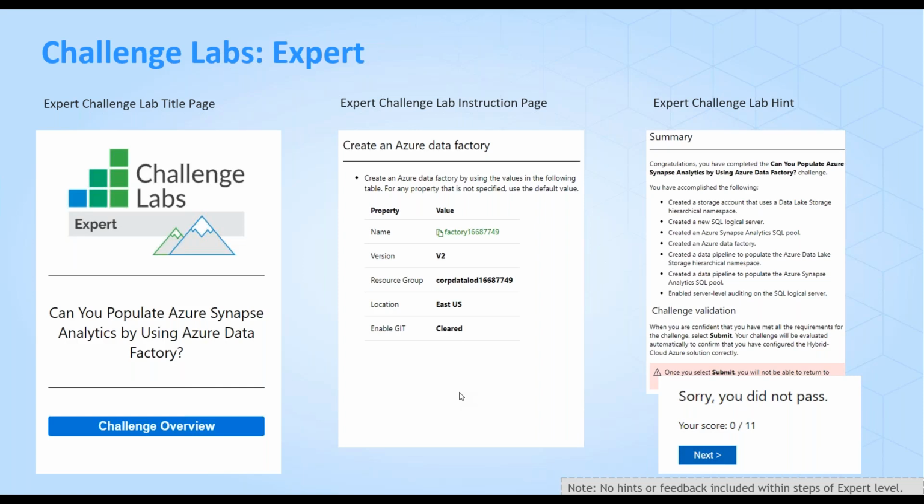Kind of continuing that theme, the feedback that we provide in expert level challenges is in the form of a pass-fail report, which you can see here over on the right-hand side of the screen. The score, the results are presented to the user at the completion of the challenge. Again, very similar to the behavior or experience they may see on a PBT exam.